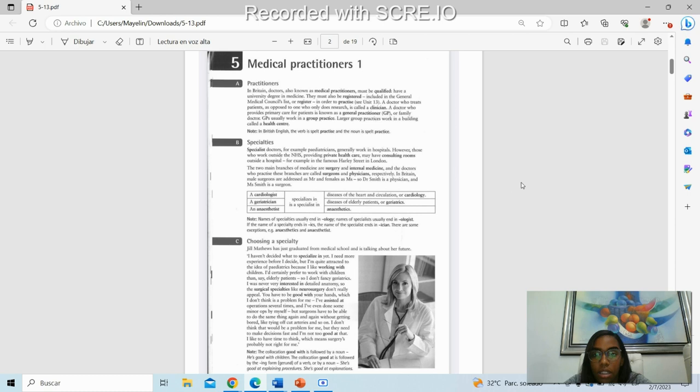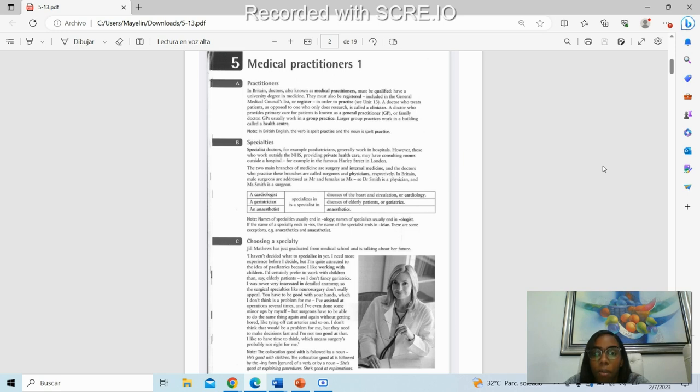B. Specialists. A specialist doctor, for example a pediatrician, generally works in a hospital. However, those who work outside the NHS, providing private health care, may have consulting rooms outside the hospital, for example in the famous Harley Street in London.